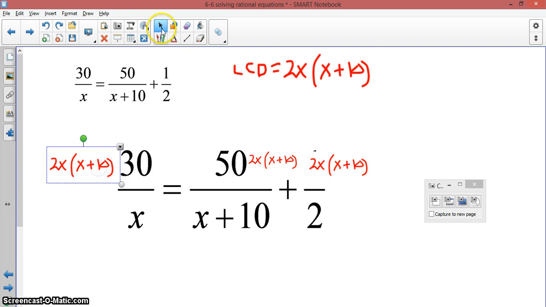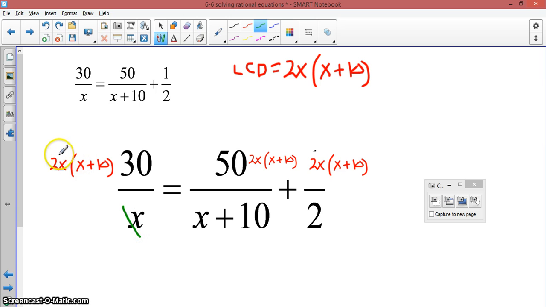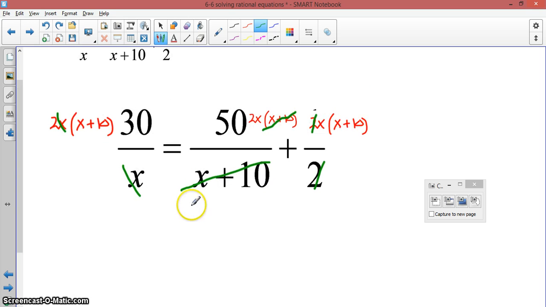What cancels? Time to cancel some stuff out. Let me use a different color maybe, if I can click on it. Alright, so x and x, those cancel. Okay, x plus 10 and this x plus 10 here cancel. Only the 2 and the 2 cancel. Okay, so now what? Let's start figuring out what this is going to look like.